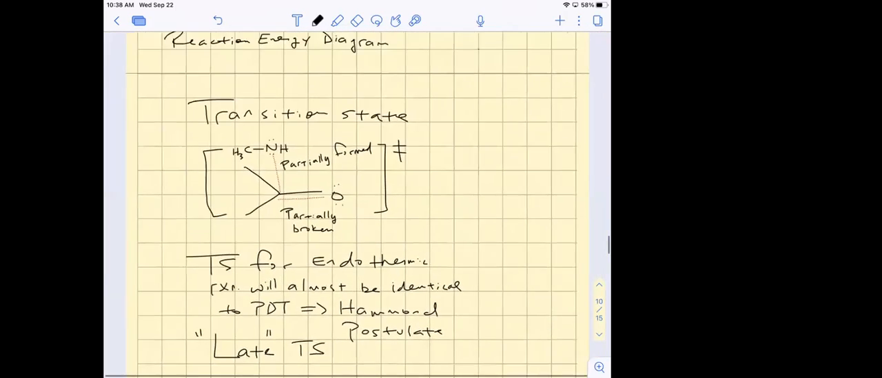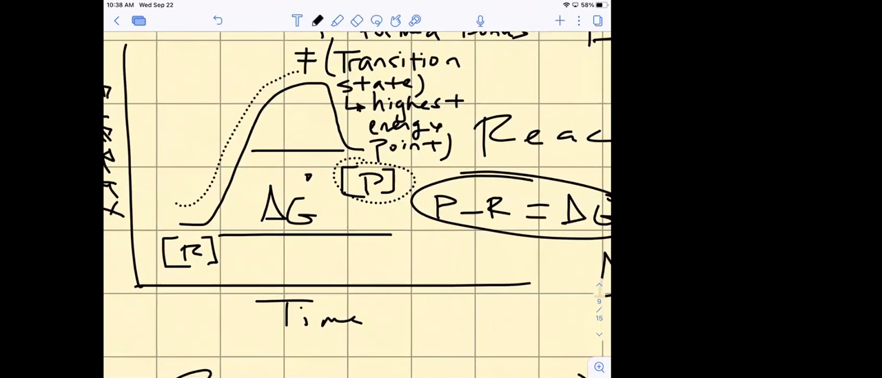Because look at all the time you've taken. Let's just look back at the diagram. Look at all the time you've taken getting to the transition state, and how much time is taken getting to the product. A lot more time was expended getting to the transition state than to the product. So by the time you get there, it's going to almost look just like the product.